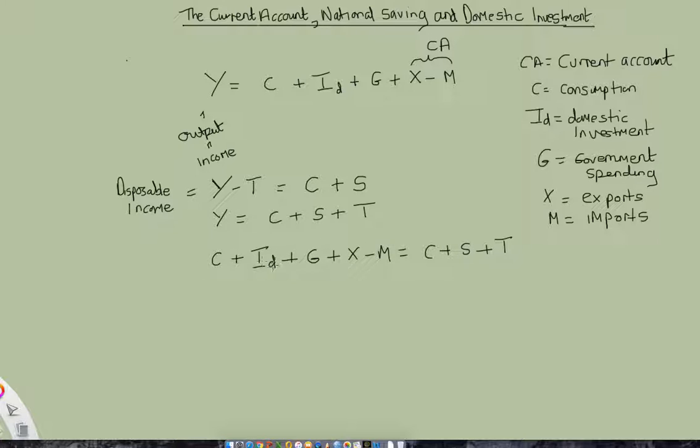So we've got C on both sides, so those cancel out, get rid of those. What else do we know? Well, let's take these two over to the other side. So we've got X minus M, which we know is the current account, is equal to, let's see, we've got T minus G. That might remind you of something. That's the government budget deficit, or the government balance, I should say.